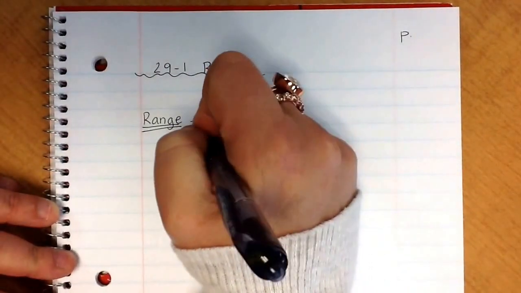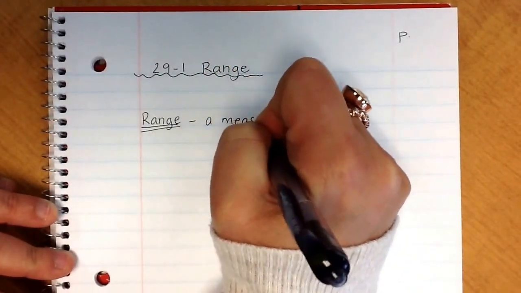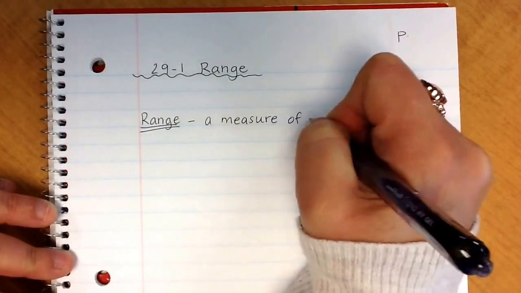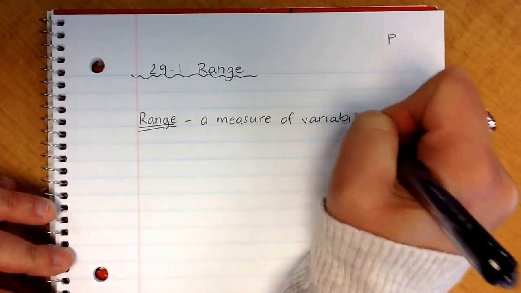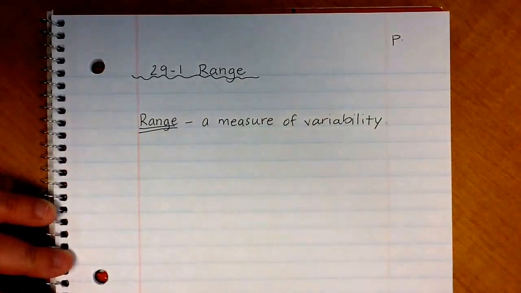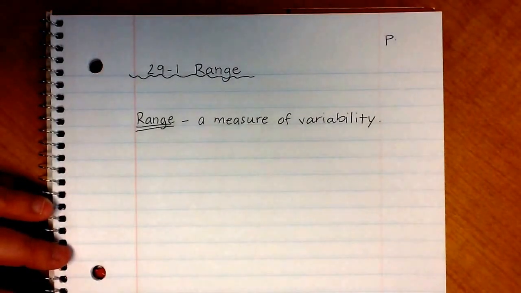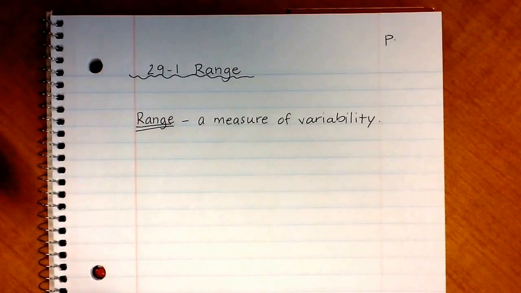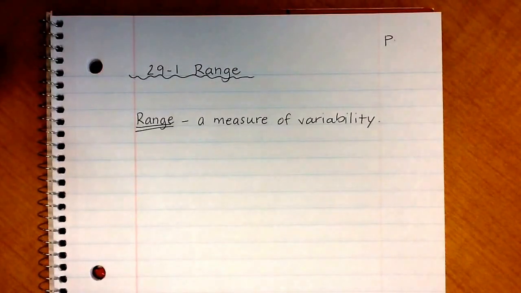Range is a measure of variability. And you may recall from our earlier lesson that variability is talking about the variety of answers that you get. When you ask a statistical question and you can have multiple correct answers, the more correct answers that you can have, the more variability your question has. The fewer correct answers, the less variability your statistical question has. So range is a measure of variability.